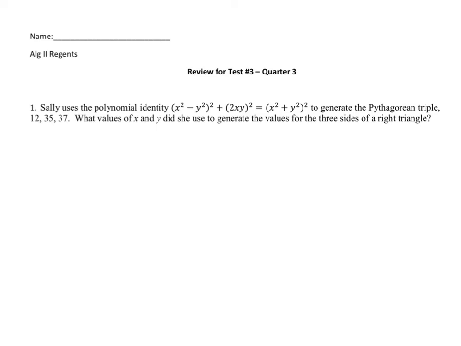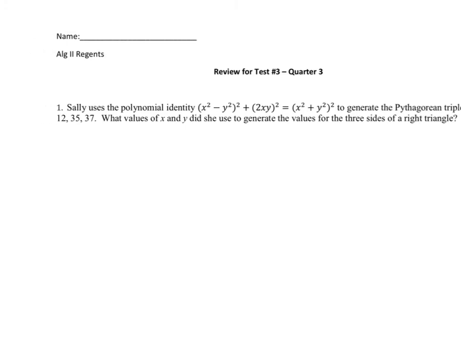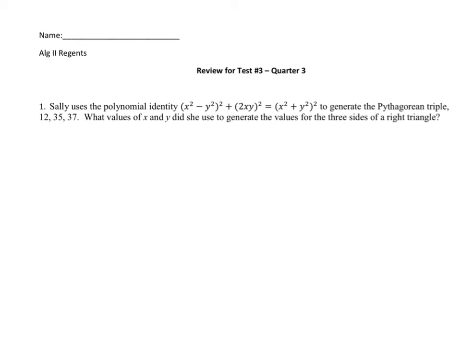Hi everyone, so for this question it asks you to use the identity to generate the Pythagorean triple 25, 35, 37. So we're going to find the values of x and y that get you that Pythagorean triple. So basically I want to know the values of x and y that would make 37 this, and then either 12 or 35 would go here. It really depends because a and b are the legs of the right triangle and they can be either or.